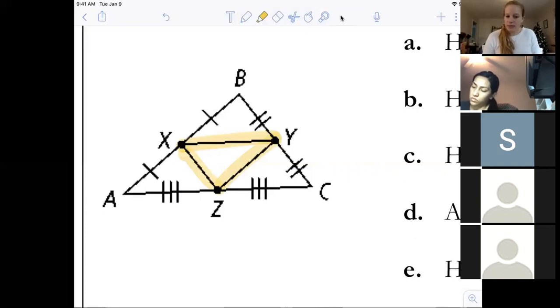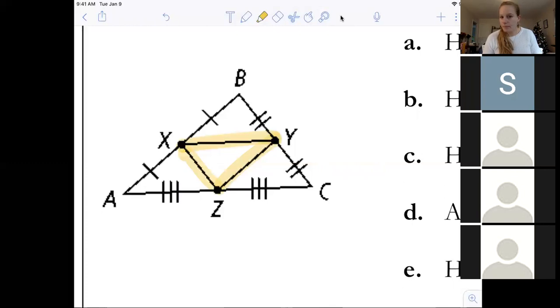How do I know that those are all mid-segments? Is it because they're inside of the triangle, like inside ABC? That's part of the reason. What else is special about these segments? What are they made up of?